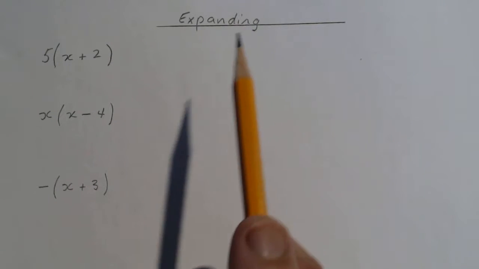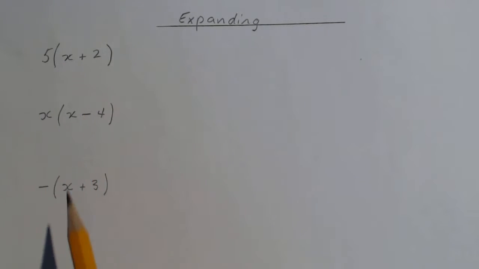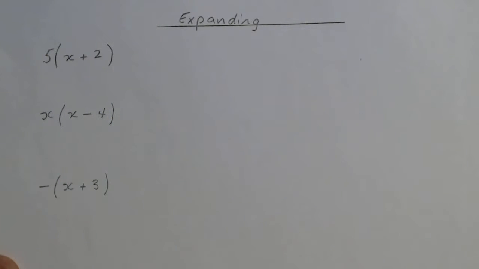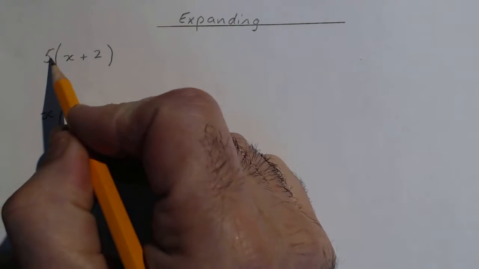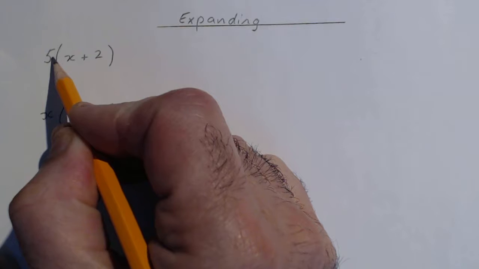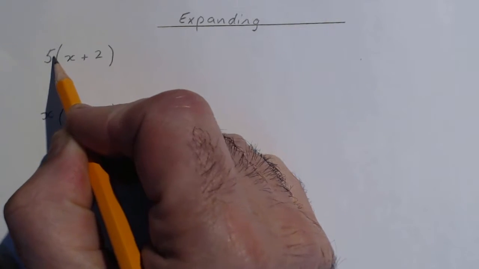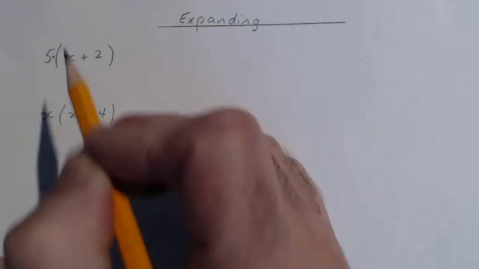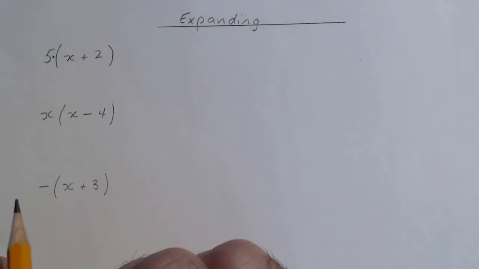Expanding. Now we're going to expand these expressions here. Look what I do and follow very carefully to see if you can see a particular pattern on how to do this. Now we've got 5 outside of x plus 2. Because there is no operation between the 5 and the bracket, you know that operation means times. Now the objective here when we expand is to remove the bracket.